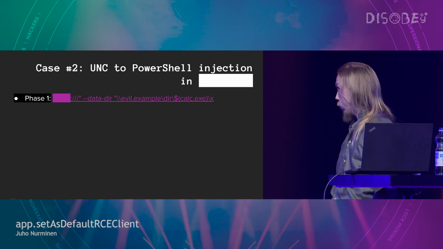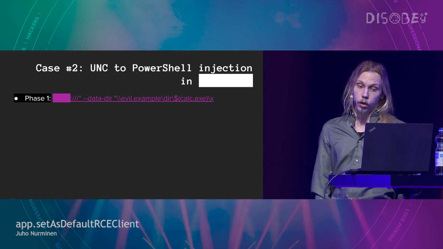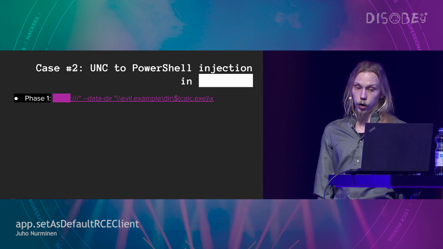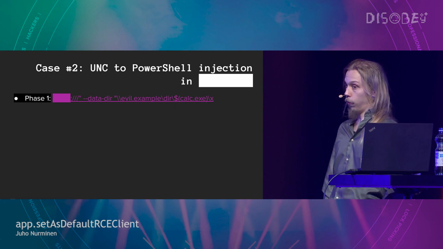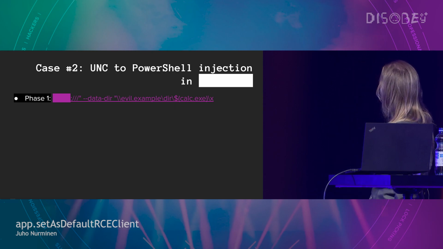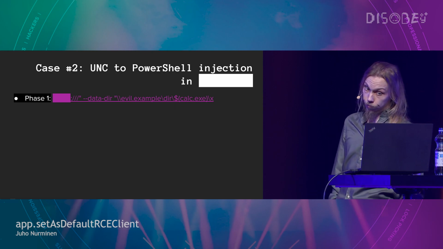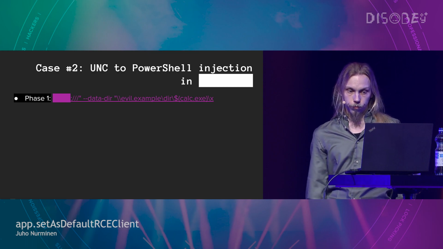Starting with the crafted URI again, we inject a user data path. But this time, the path itself also contains an injection. We have a dollar symbol and calc.exe there, directly in the path.